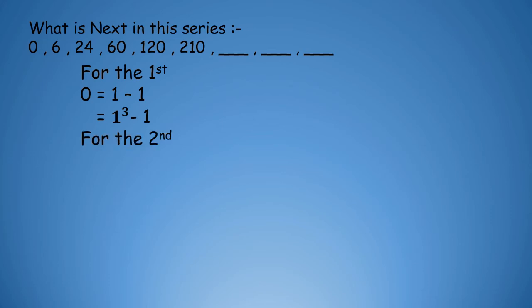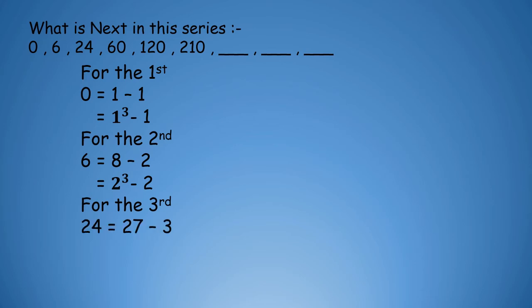For the second, we have 6, and 6 equals 8 minus 2, and 8 is 2 cube, and we are subtracting 2 from it. So 6 equals 2 cube minus 2. Still it's coming in shape, but let's see, is it true for the third position or not. In the third position we have 24. 24 equals 27 minus 3, and 27 is 3 cube, minus 3. So now you can see that there is a relation. The relation is that whatever the position is, we are subtracting that position from its cube. So we get a formula to find the value for any nth position, which is n cube minus n.